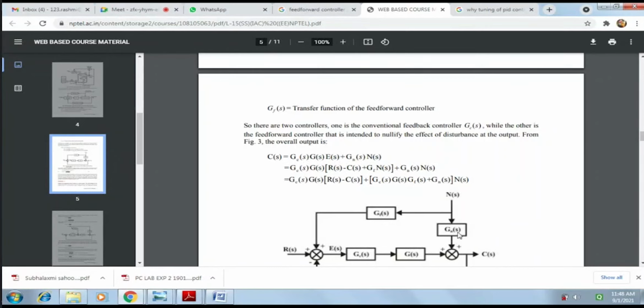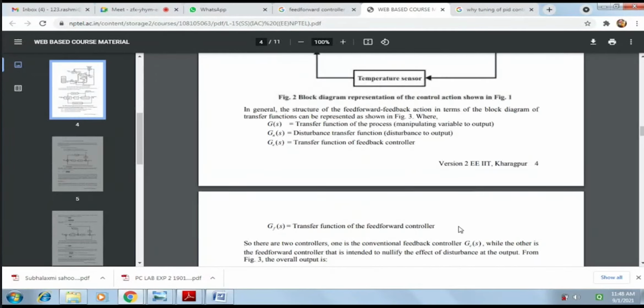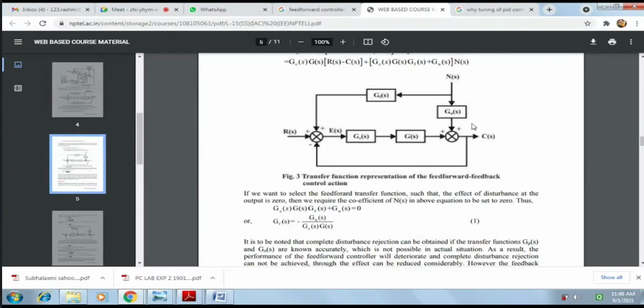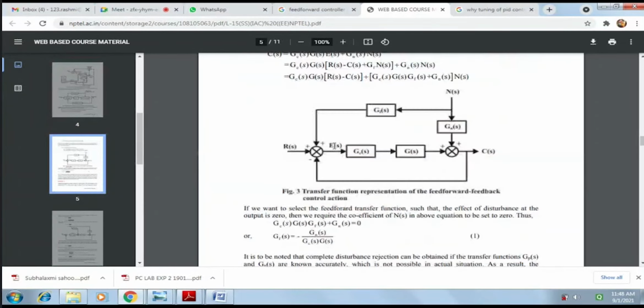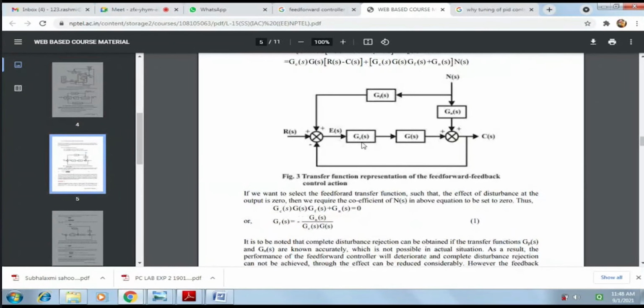After getting the disturbance, we are giving it to the plant over here, C(s). After you get the output of that, that is nothing but your disturbance transfer function, GN(s). And then GC(s) is the transfer function of the feedback controller circuit. See here, try to understand this diagram.